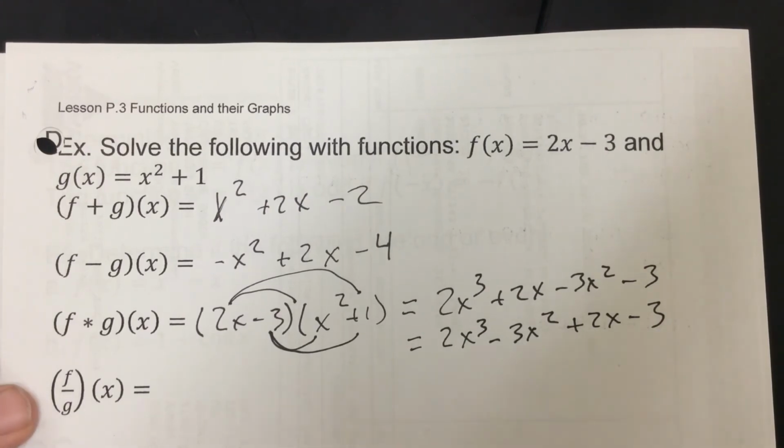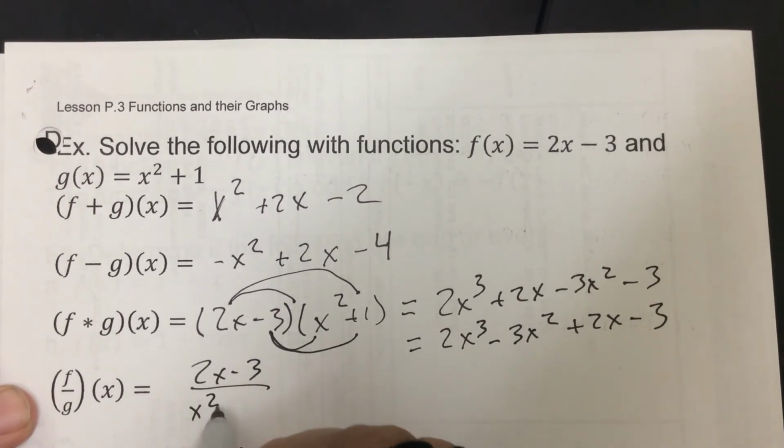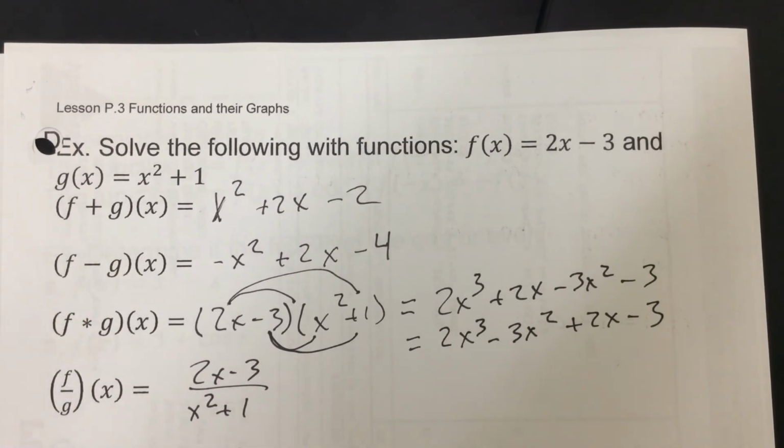When it comes to dividing, 2x minus 3 over x squared plus 1, you'd look at factors. We can't factor the bottom out, so no factors match up. So this is as far as you can generally take it.